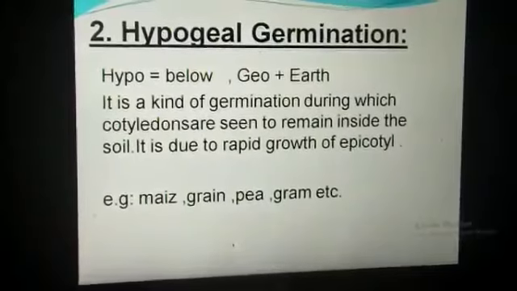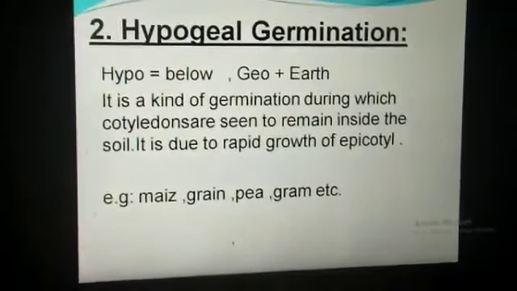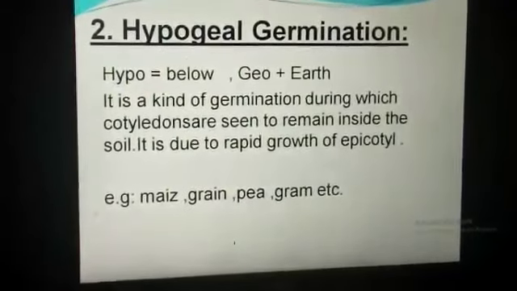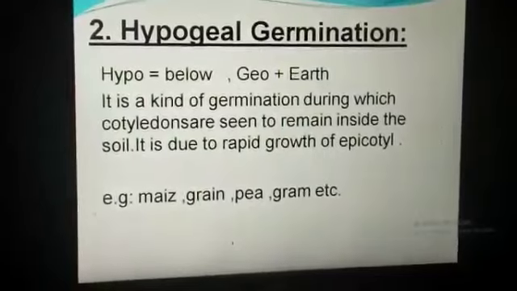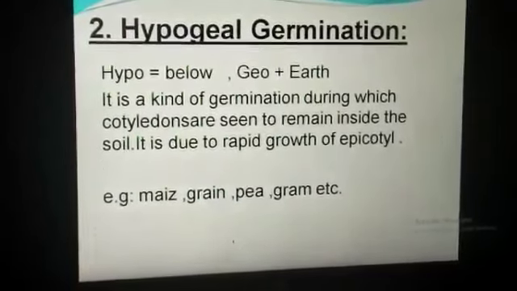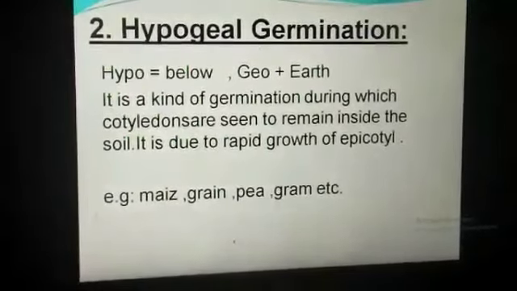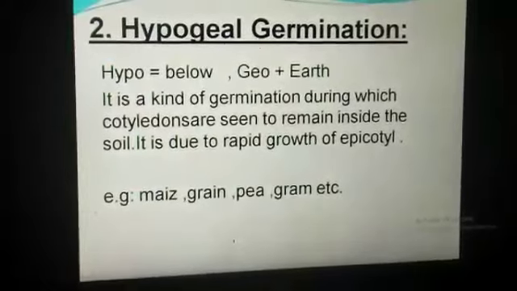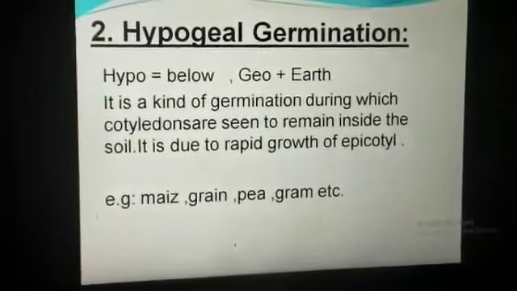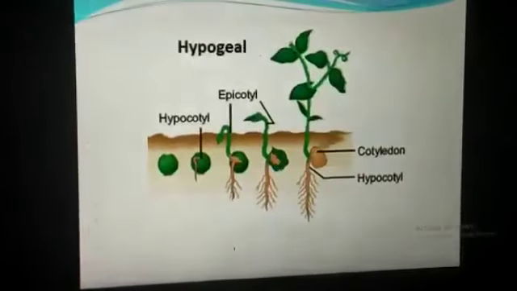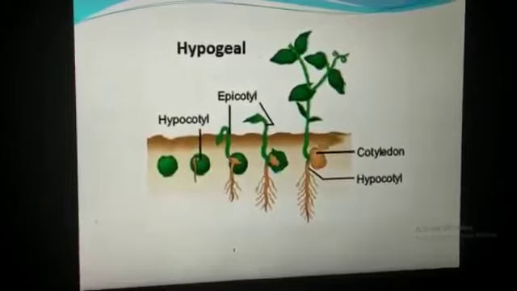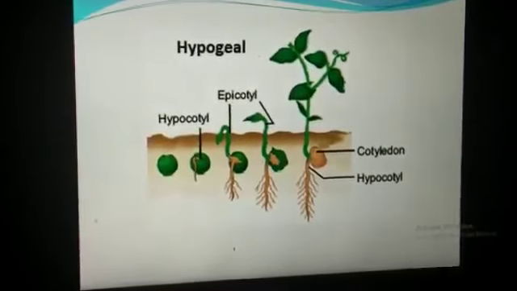Second, what is hypogeal germination? Hypo means below and geos again means earth. Hypo is the opposite of epi. It is a kind of germination during which the cotyledons remain inside the soil due to the rapid growth of the epicotyl. For example, the maize, gram, pea and so on. This diagram shows hypogeal germination occurring below the earth.